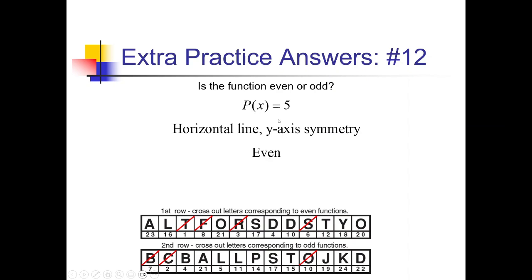You could also think of this as a polynomial with all even powers. This is really 5x to the 0. In any case, let's cross off a letter above the 12 in the top row. So that's t right here.